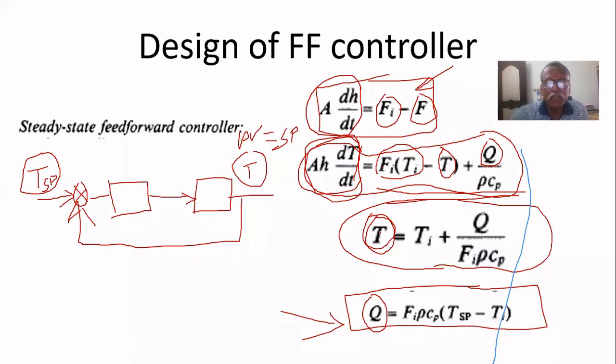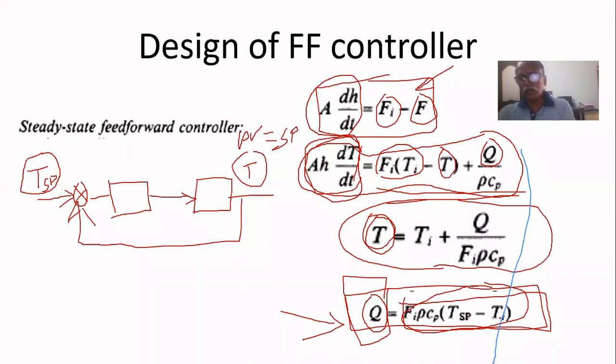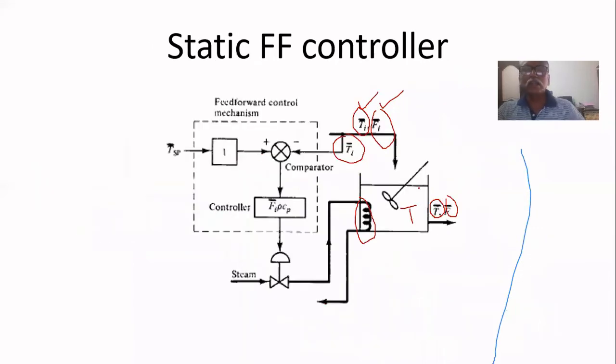That's why we replace this T by T set point, and we are going to supply heat to the process. How much heat has to be supplied? That is the manipulated variable. This much amount of heat is required to make T equal to T set point. That is the meaning of this feed forward controller. If you find Q by replacing T by T set point, this much heat is required to make T equal to T set point. Therefore, Q equals Fi rho Cp multiplied by (T set point minus Ti). So now we can design that controller.